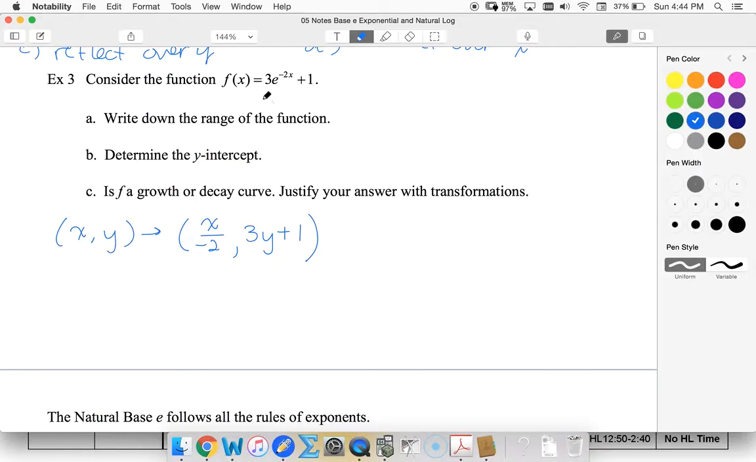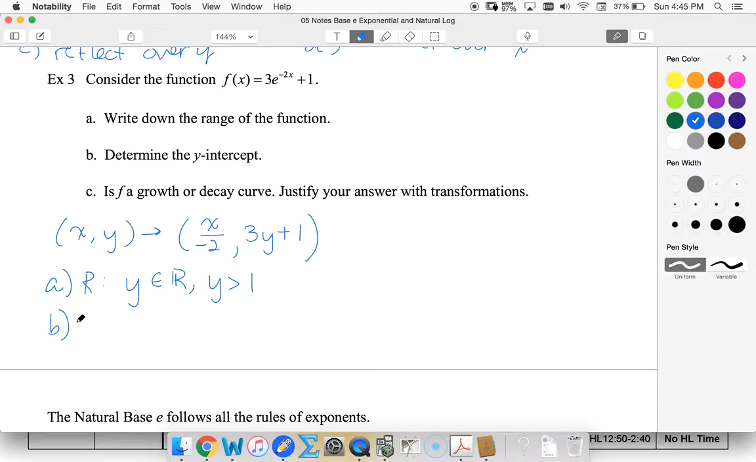So what we're going to have is my graph is going to be reflected over the y-axis. My y values are multiplied by 3 and shifted up 1. So my y values are still going to be positive, but in fact they're going to be moved up 1. So no matter what this exponent is, I'm going to have a positive value. The smallest it will get is 0, and then it's going to be moved up 1. So my range, y is an element of real numbers such that y is greater than 1.